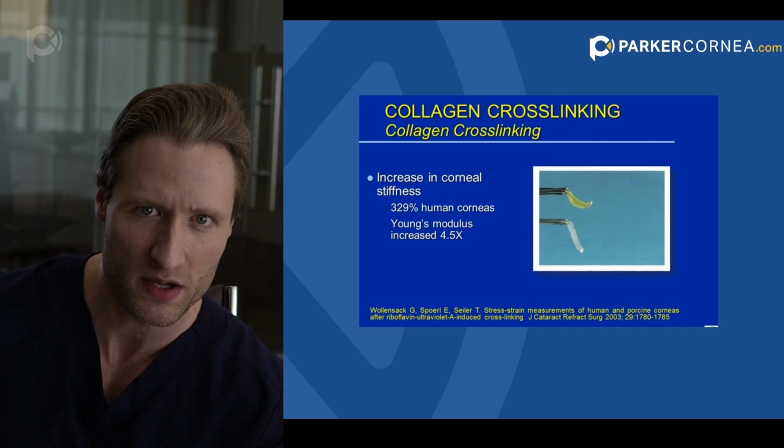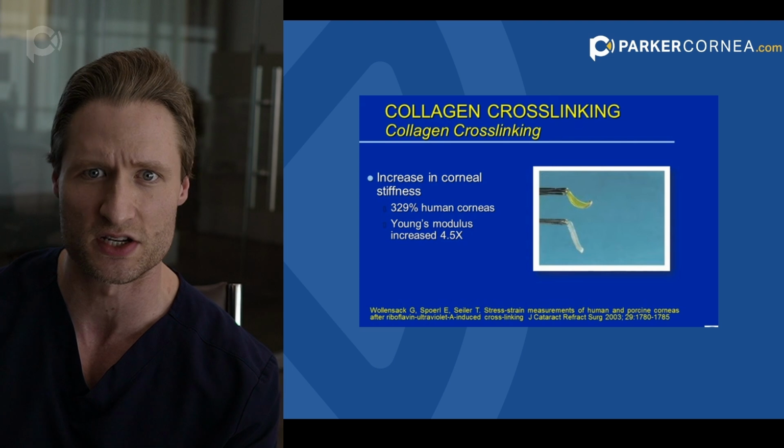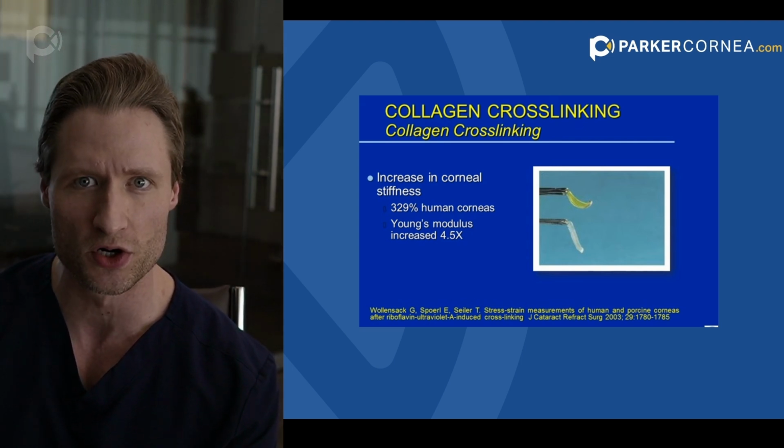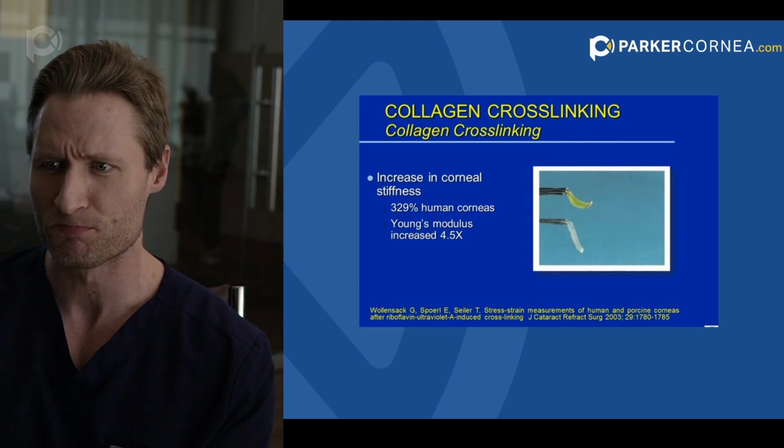That's not what you tell people now. Now you don't say we should kick the can down the road as far as possible. Now you say we should intervene as early as possible to preserve the anatomy of the cornea.